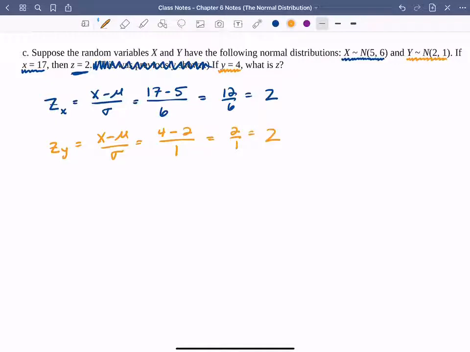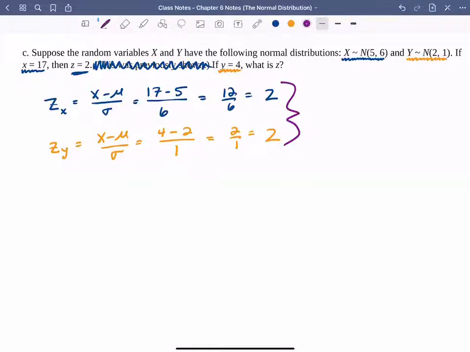So that's weird. I have a different x value and a different y value. Well, what does that really say? Look at these. They're both 2. So how is this? This is because they are both 2 standard deviations away from their respective means, right? Their means were different. Their standard deviations were different. So the x value is 2 standard deviations away from its mean, and the y value is 2 standard deviations away from its mean.